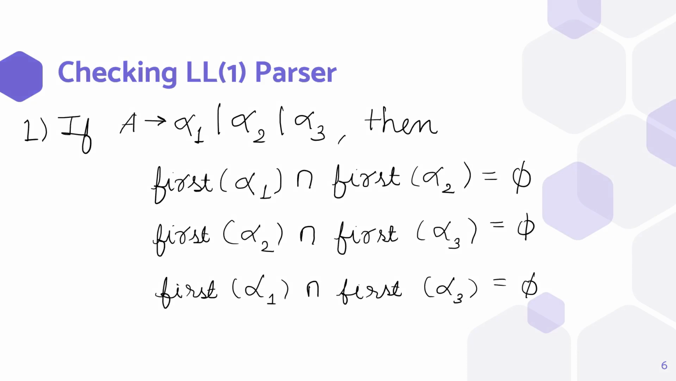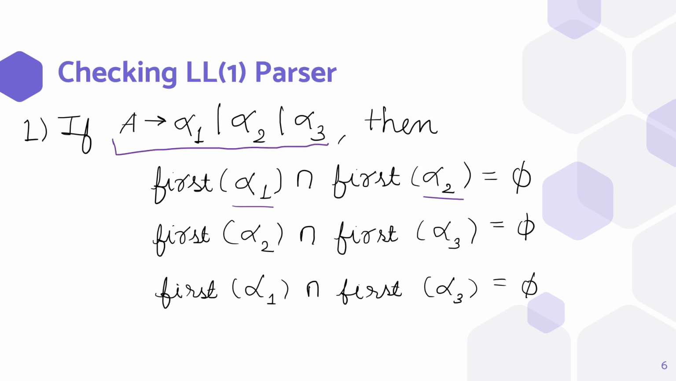Checking LL1 parser. We understood how we create a parse table and a parse tree using LL1 grammar. Now, how do we check if a grammar is LL1, or whether a grammar can be parsed using an LL1 parser? There are basically three rules that we need to keep in mind. The first rule is: if a production looks like something like this, then we have to find first of alpha 1, first of alpha 2, and we have to find the intersection.